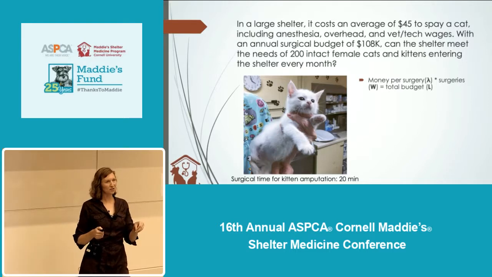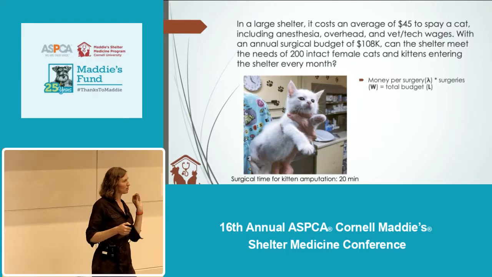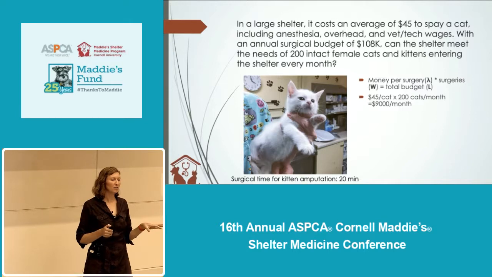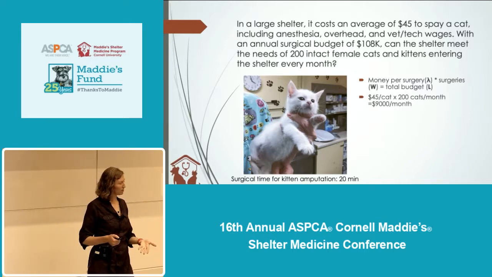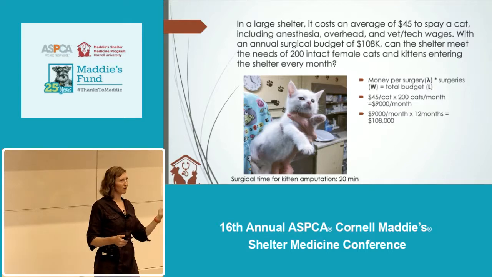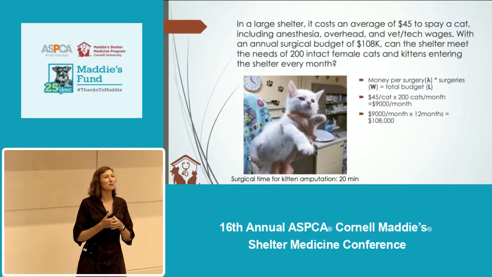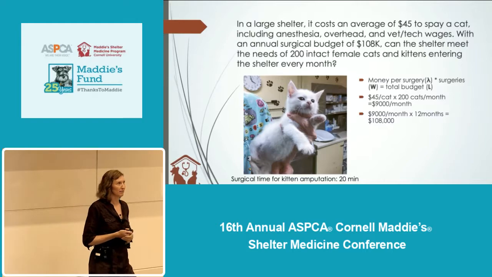So money per surgery is your rate. That's lambda. Surgeries are W. Total budget is L. So $45 a cat times 200 cats per month is $9,000 per month. There are 12 months in a year. I didn't give you that. Hope you knew. And that gives you exactly $108,000.